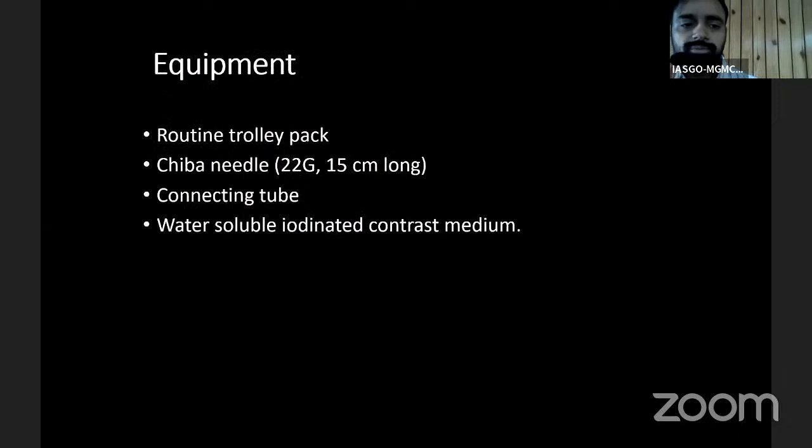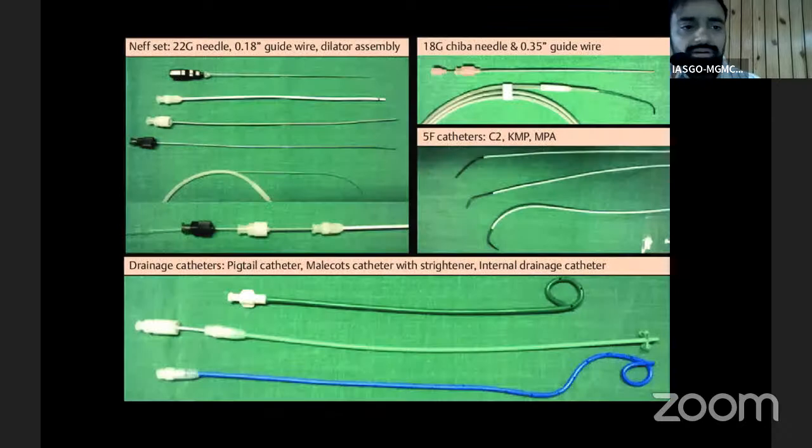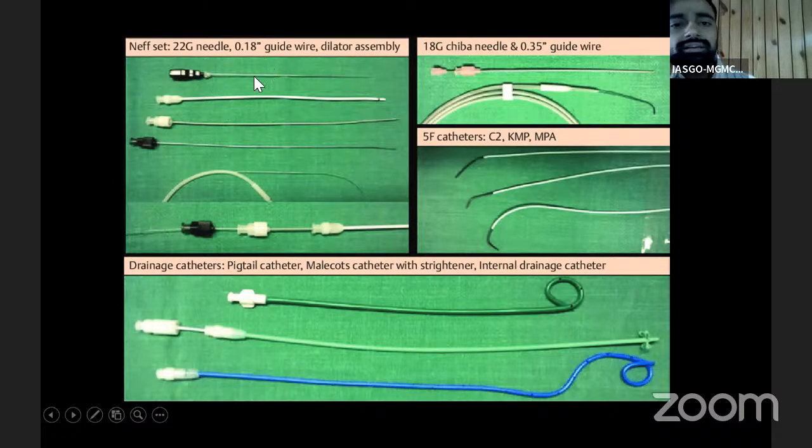This is very important. You must know your hardware before the procedure. These are a set of needles. The first one is the Neff set. We use this when the system is not that dilated. In this we use a 22 gauge needle and 0.018 guide wire with the dilator assembly. This is the dilator assembly, and this one is the 22 gauge needle. In case the system is much dilated, then we use 18 gauge Chiba needles and a 0.035 guide wire.